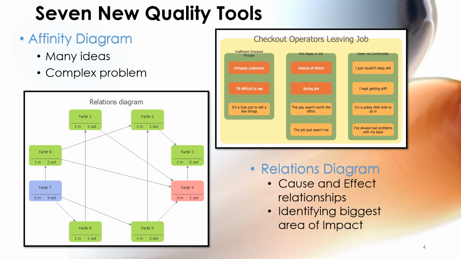The next tool is the relations diagram. Think of it as the biggest bang for the buck diagram. Place your team's ideas in a circle, then ask the question, how are these two ideas related? Does one influence the other, or is one predicated on another? Draw directional arrows to show cause and effect. The one with the most arrows connecting to others is a key idea worth exploring further.